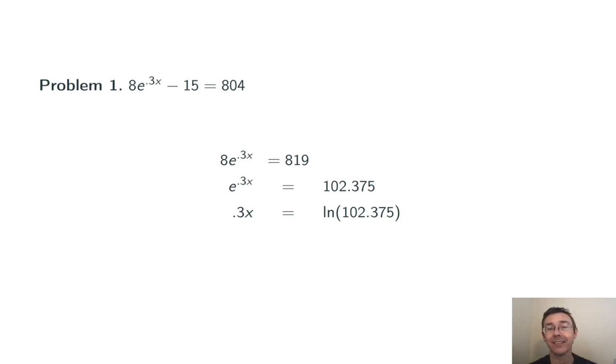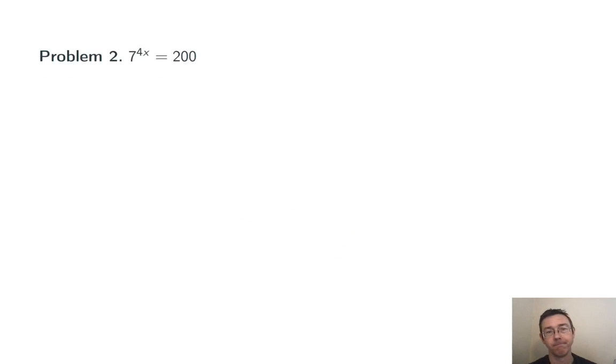Again, e to the x and ln of x undo one another. Natural log means log base e. Natural log of 102.375 is about equal to 4.629. And then I finish this problem just by dividing both sides by 0.3. So I get 15.429, approximately.